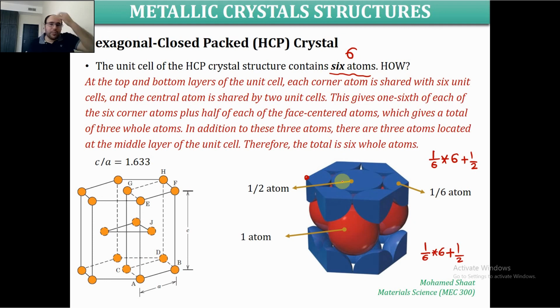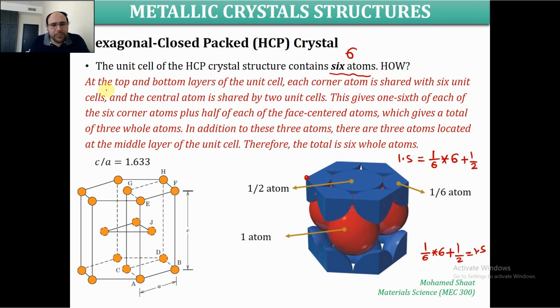So in total, how many atoms form the top surface? It will be 1.5 atoms. On the bottom surface it will be the same, 1.5 atoms, because they are identical. So we're going to end up in total for the bottom and top surfaces with 3 atoms. In addition, on the middle layer, we have 3 other atoms. This gives us in total 6 atoms forming the unit cell for the HCP crystal structure.